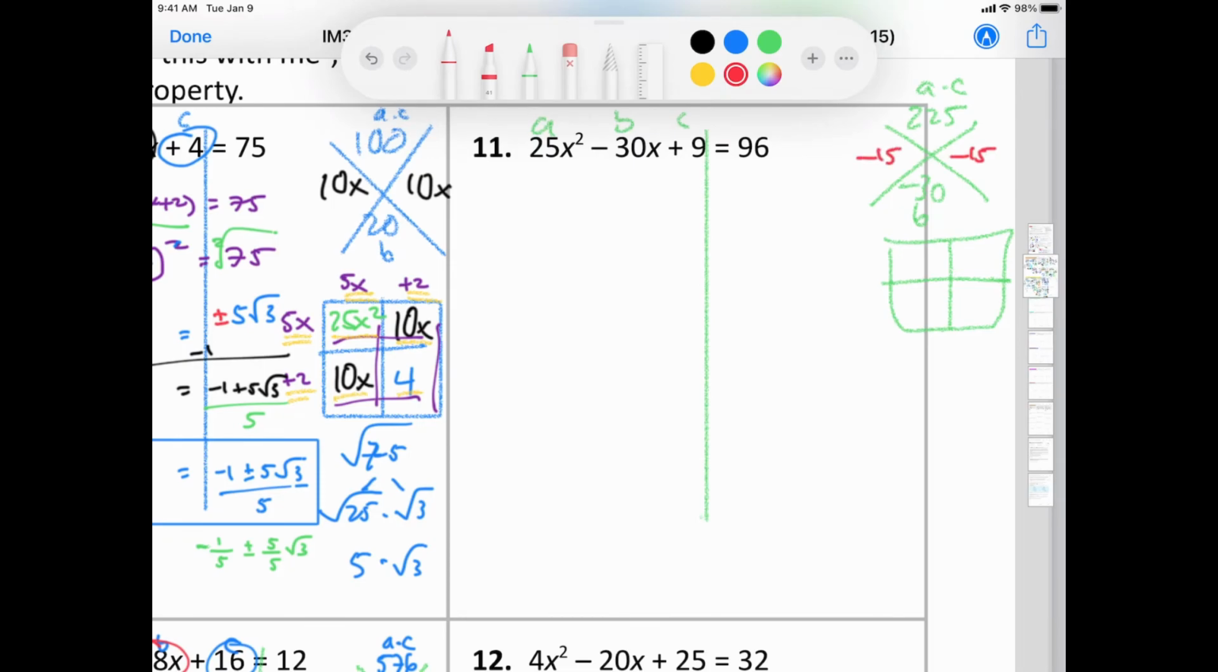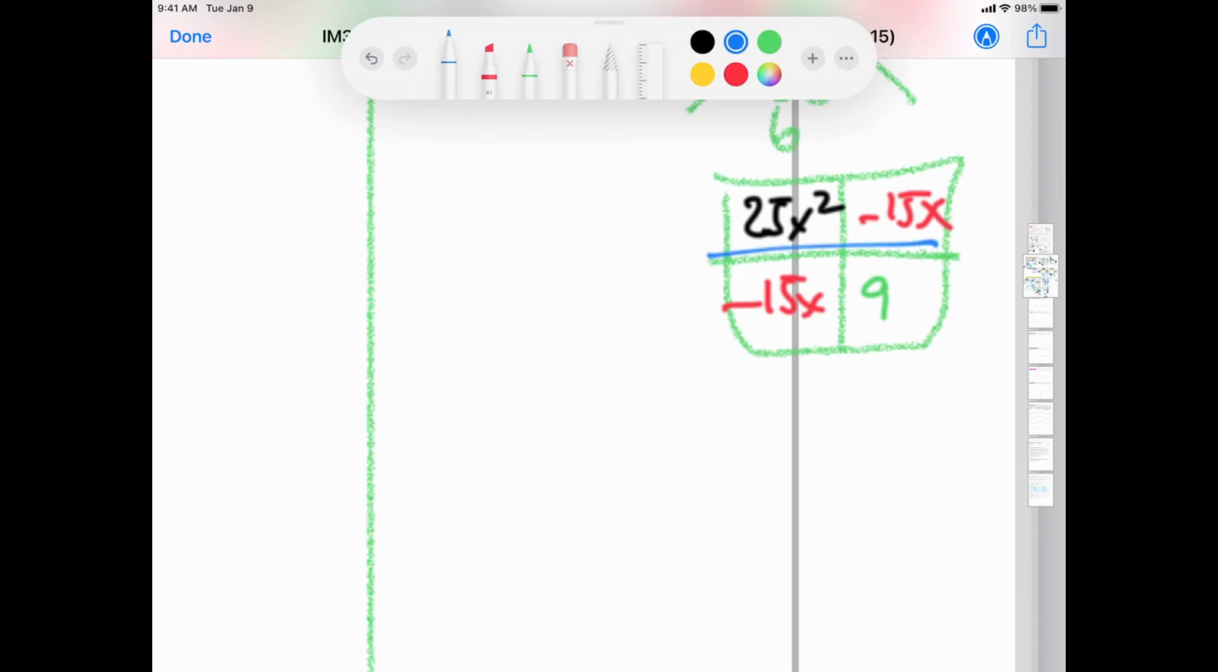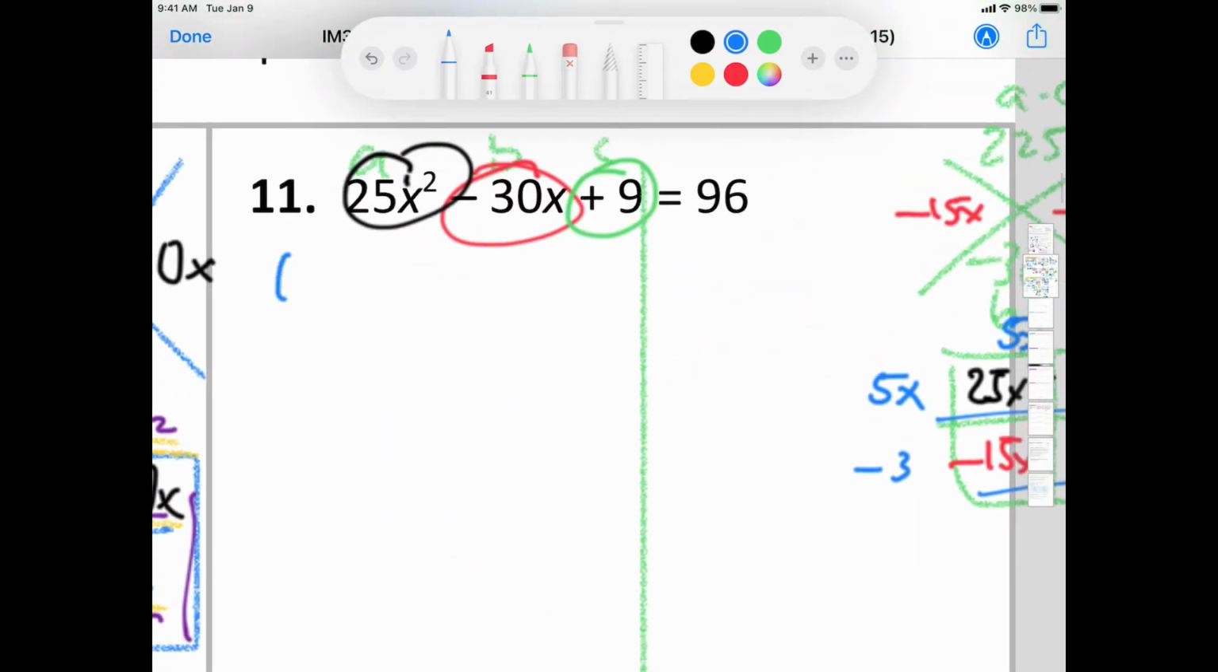How did I get that? Well, right now we've just been taking the B value and dividing by 2. But you can also write out all the factors. Negative 15x, negative 15x. We just split that term, so 25x squared, and then 9. This direction is a 5x minus 3, and then same thing up here. You got 2 of them.